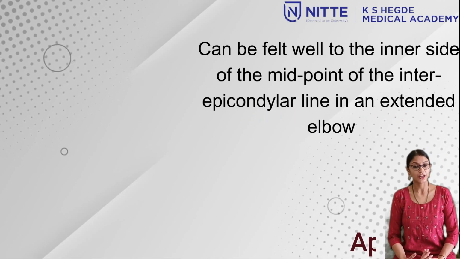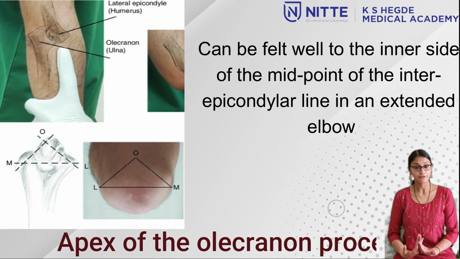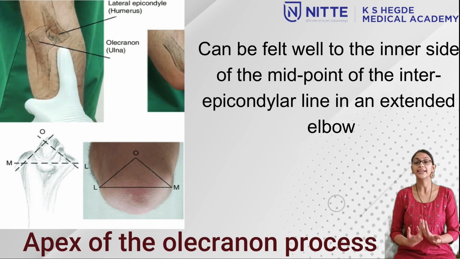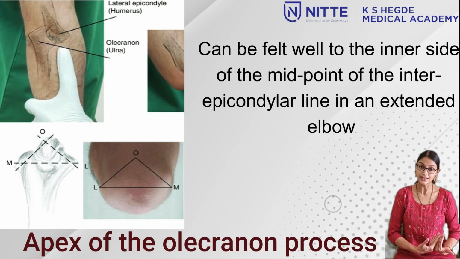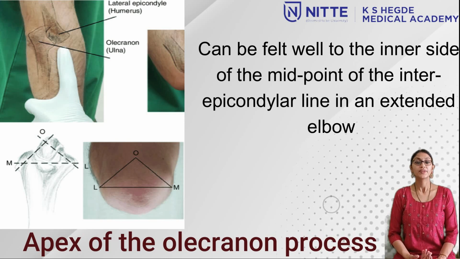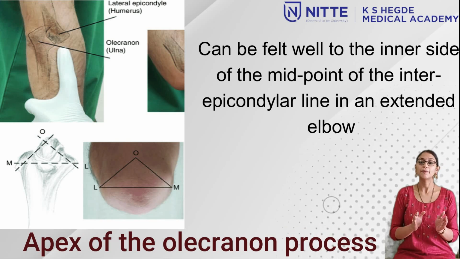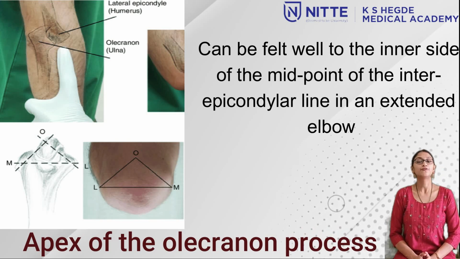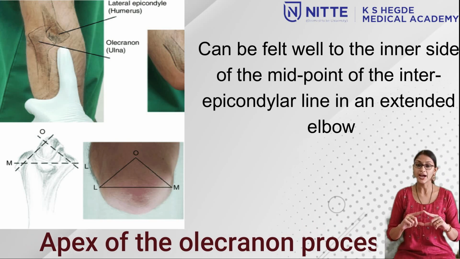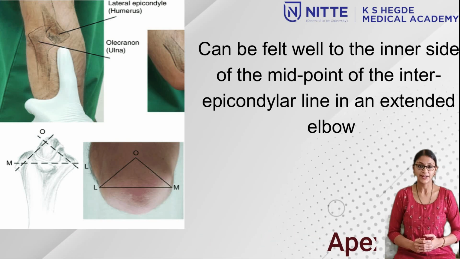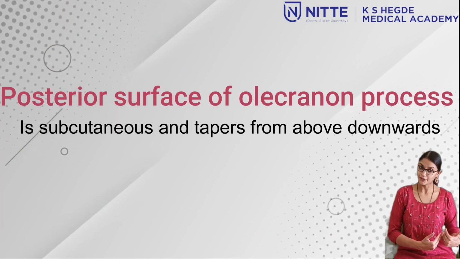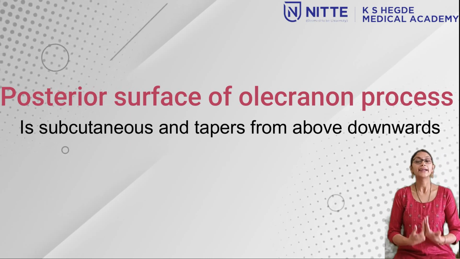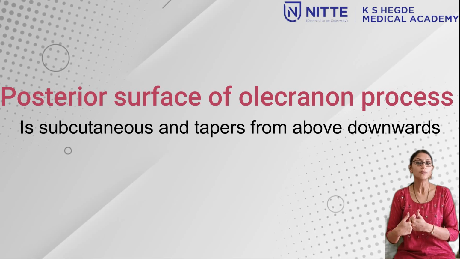The apex of the olecranon process can be felt well to the inner side of the midpoint of the interepicondylar line in the extended elbow. The medial and lateral epicondyles, along with the apex of the olecranon process, form an isosceles triangle when the elbow is flexed. The posterior surface of the olecranon process is subcutaneous and tapers downwards from above.